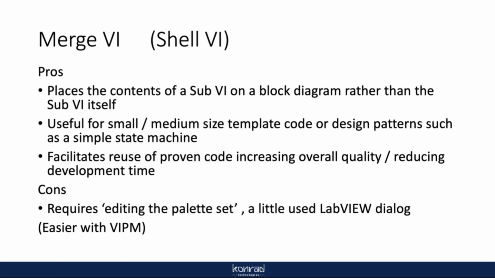These can be really useful for small or medium-sized template code that we use frequently, or simple design patterns, such as a simple state machine. Again, if we have some piece of code that we create quite often, but we forget how it was wired or how it was arranged, then it would be a good idea to create a merge VI with that code inside it so that we can drop that whenever we need to and increase code quality because we're facilitating the reuse of a proven piece of code.